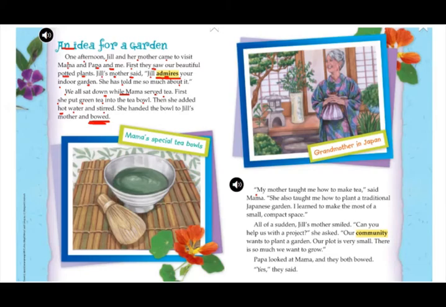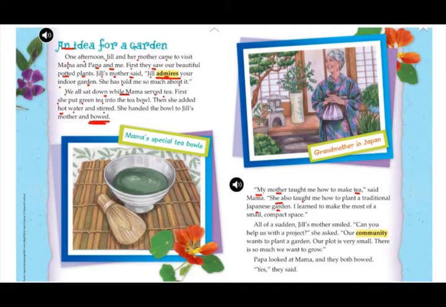Second paragraph, or second part. "My mother taught me how to make tea," said Mama. "She also taught me how to plant a traditional Japanese garden." This takes us back to our essential question: how do people from different cultures contribute to a community? Now we are going to learn how Kiko's family, her mom and her dad, helped the community in Portland.